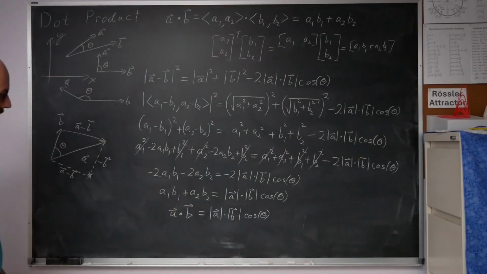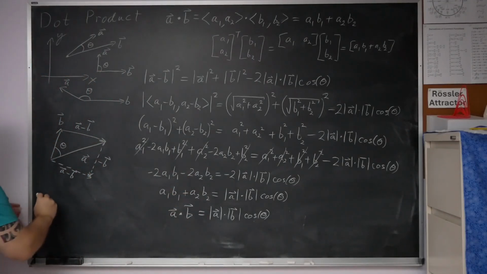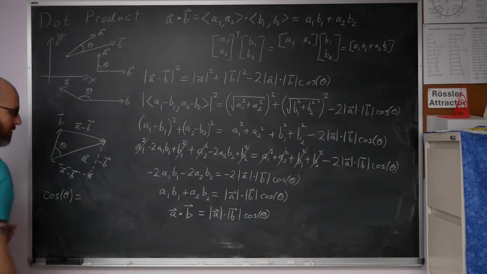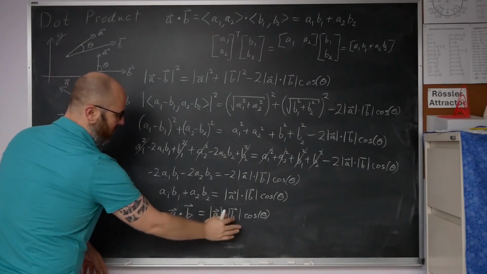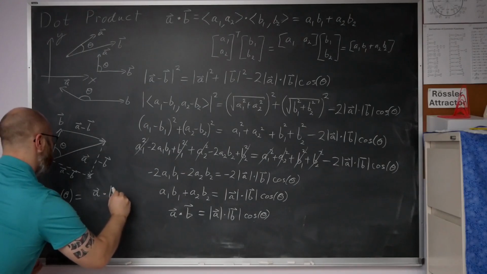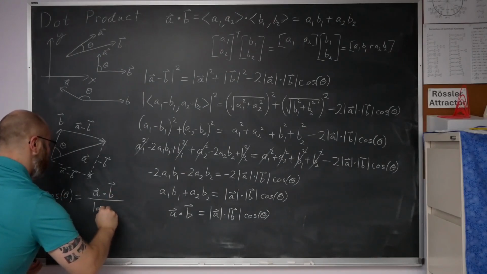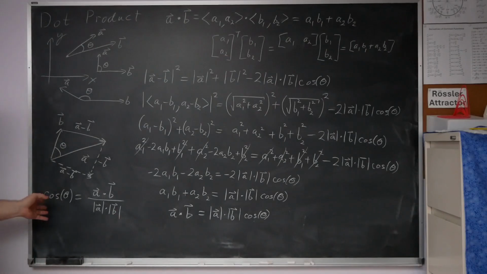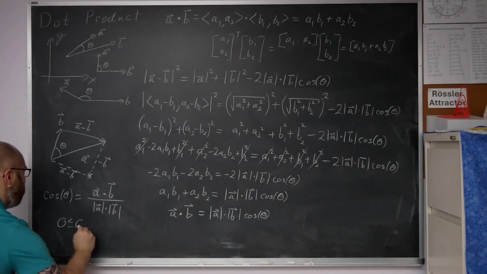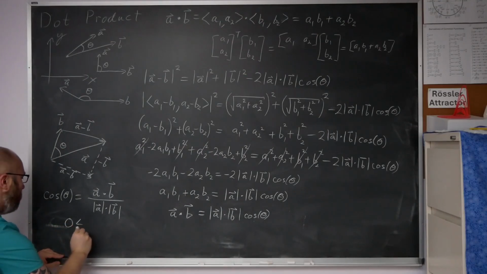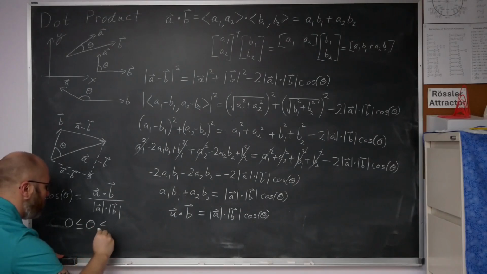So if I do want to know what that angle is, cosine theta is equal to, I could take the dot product and divide by the magnitude of A and the magnitude of B. So A dot B over magnitude of A times the magnitude of B. And then you can do cosine inverse, and you're going to get a number between 0 less than or equal to theta less than or equal to pi.